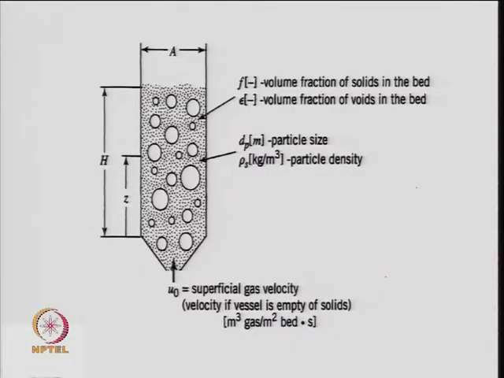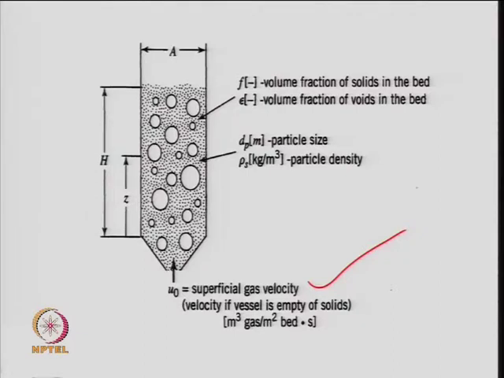So, the purpose of showing this here is that it depends on the superficial gas velocity, which is being used to fluidize the solid particles. So, that is important. This is the superficial gas velocity, which, as all of you know, is the velocity if the vessel is empty of solid. So, whatever the area of cross section of this pipe multiplied by the velocity, that is known as the volumetric flow rate.